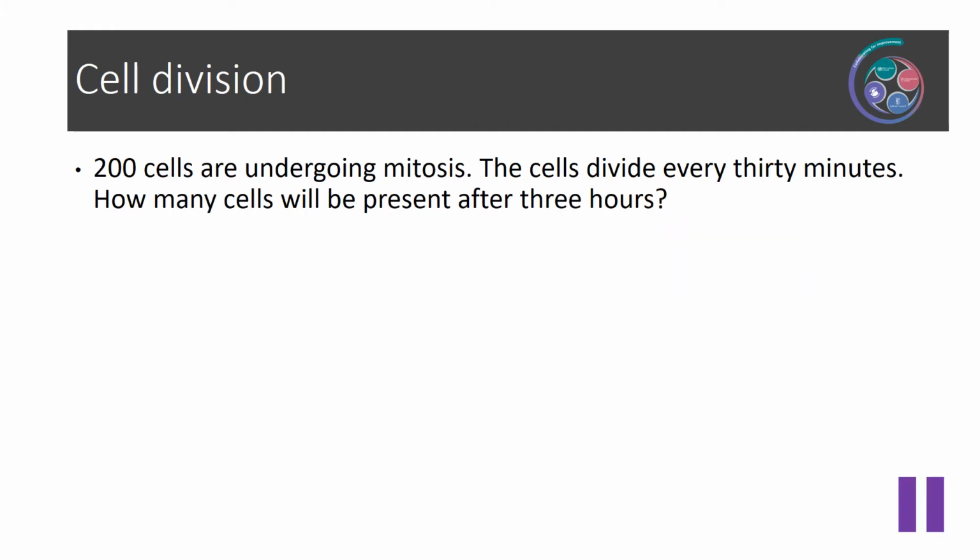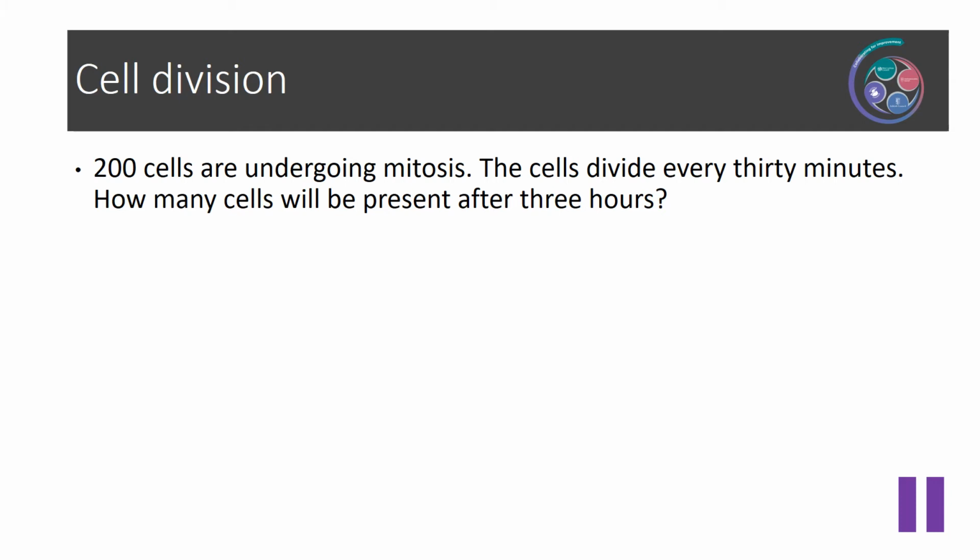And this is the final question that we're going to do for cell division before we move on to the next part of this lesson. So, 200 cells are undergoing mitosis. The cells divide every 30 minutes. How many cells will be present after 3 hours?